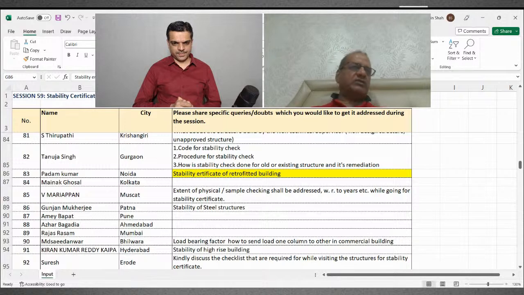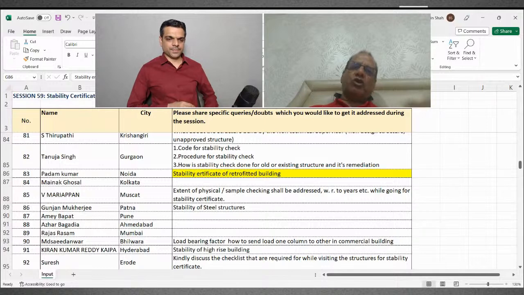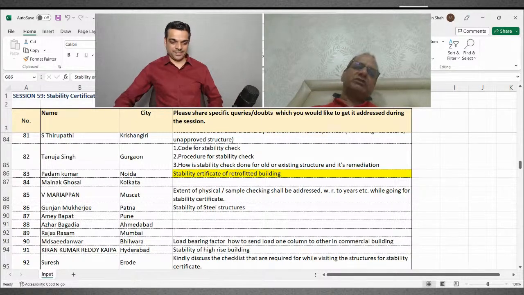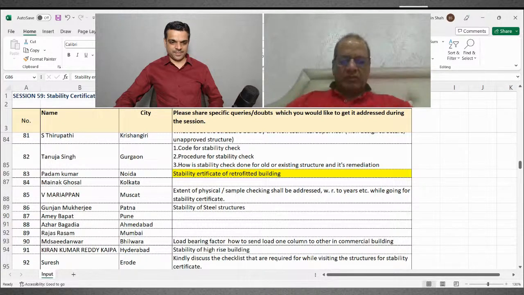Now, in that, there are two things: whether you have upgraded to the latest code or not, that should be mentioned. And then the service life should be mentioned, that after all this retrofitting has been done and executed at site, a service life of 5 years, 15 years is expected. That's very, very important. Now, how to do that? How to ascertain? It will depend on your analysis and the retrofitting which has been adopted.